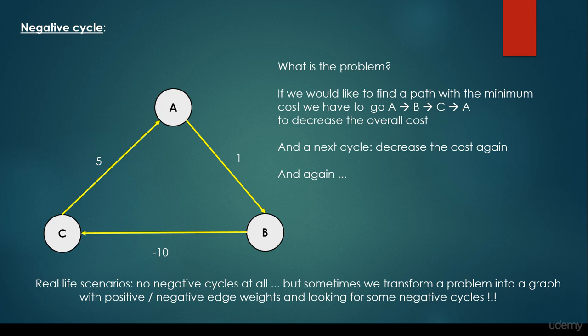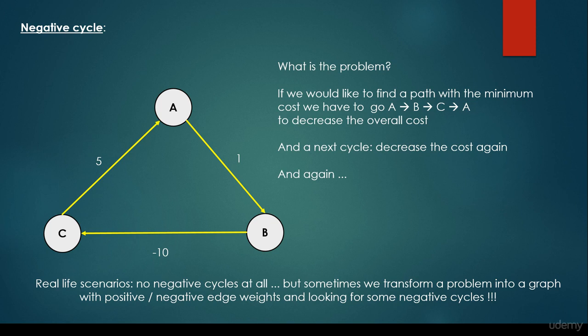What's the problem itself? If we would like to find the path with the minimum cost, we have to go from A to B, B to C, and back from C to A in order to decrease the overall cost. Why? Because going from A to B takes 1 unit, going from B to C takes minus 10 units, and going from C to A takes 5 units. So the overall cost will be smaller than 0, which means that if we make several of these cycles, we are going to decrease the overall cost.